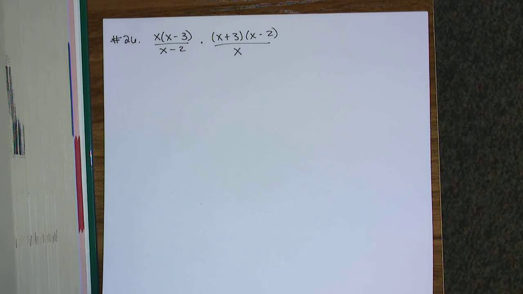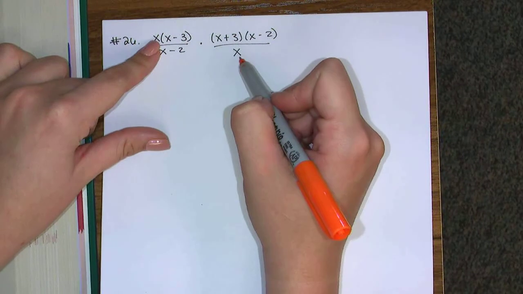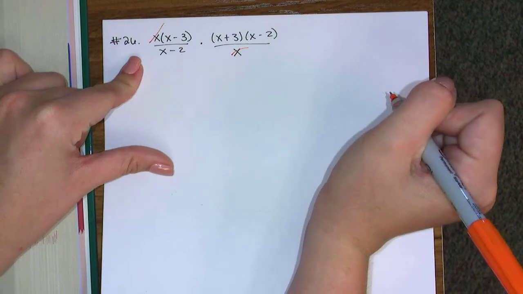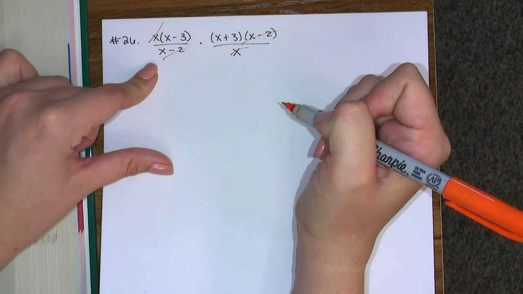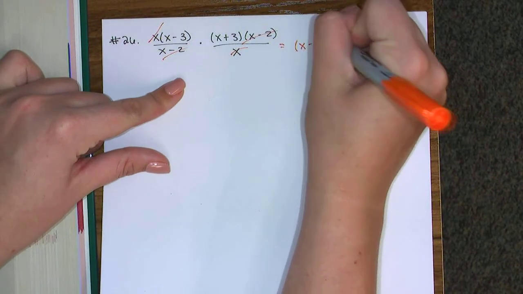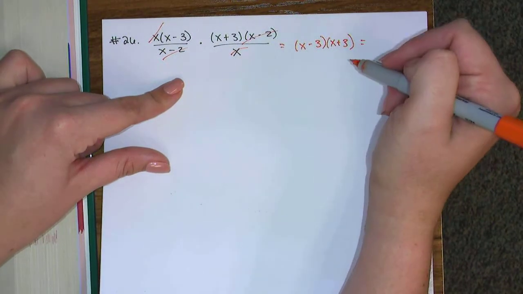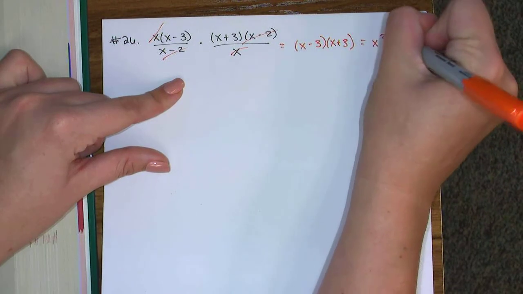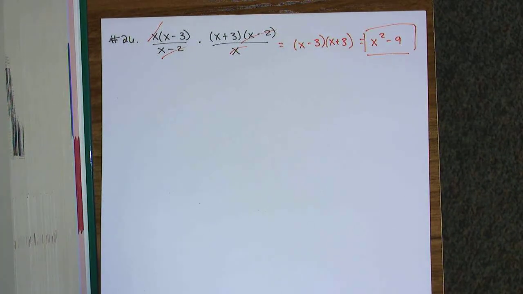Alright, so I'm looking for top and bottom stuff that I can cancel because I'm just multiplying. So I have an x and an x here and everything's being multiplied, so I can get rid of the x's. I have an x minus 2 and an x minus 2, so I can get rid of those two things. This leaves me with x minus 3 and x plus 3, but I need to get it down as simple as possible. So remember, this is a difference of squares. So we have x squared minus 9 as our answer for that one. So that's a pretty simple one.